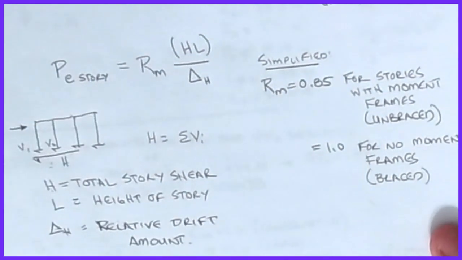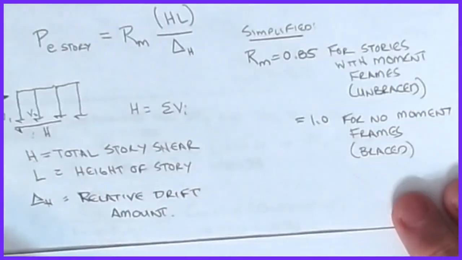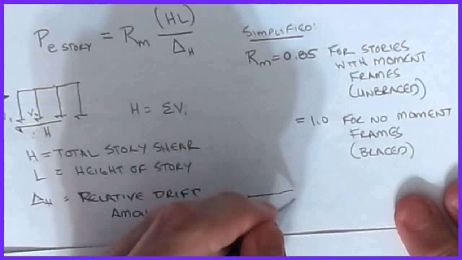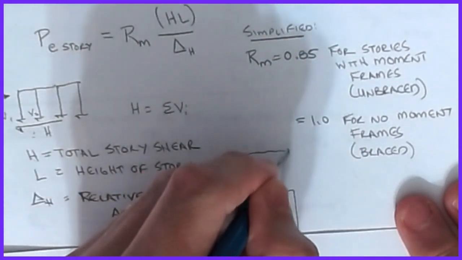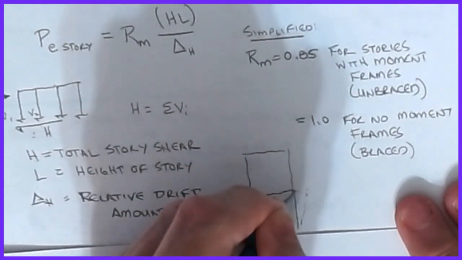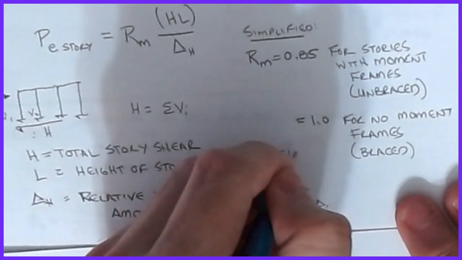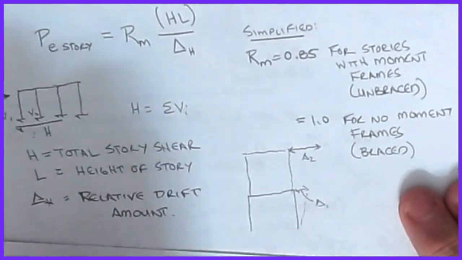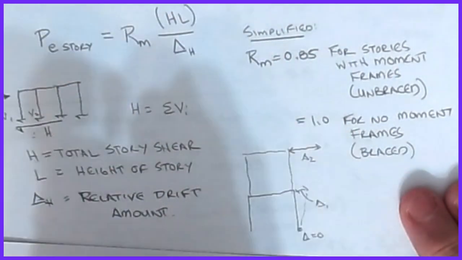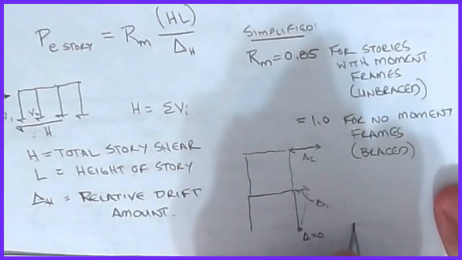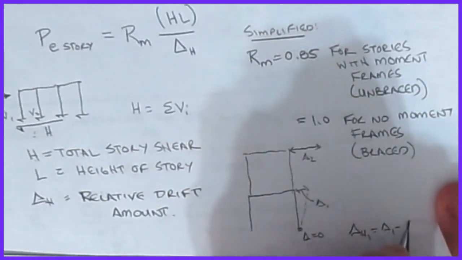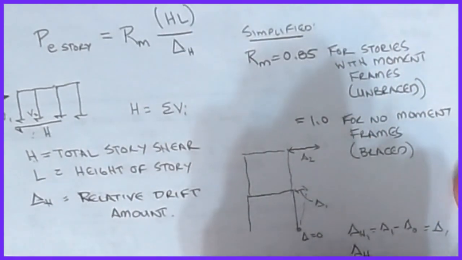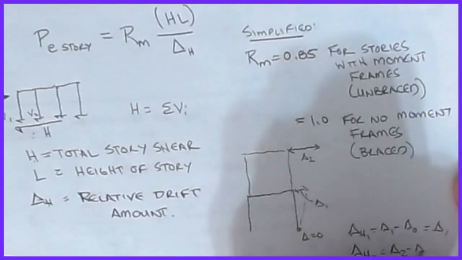And then delta H is our relative drift amount. So what we do there is, let's imagine that we have a 2-story frame in which the first floor goes some amount delta 1, and the second floor goes some amount delta 2. And then down here, delta was equal to 0 at the support. This delta H for the first floor is delta 1 minus delta naught, which in this case is just delta 1. Delta H for the second story is delta 2 minus delta 1.